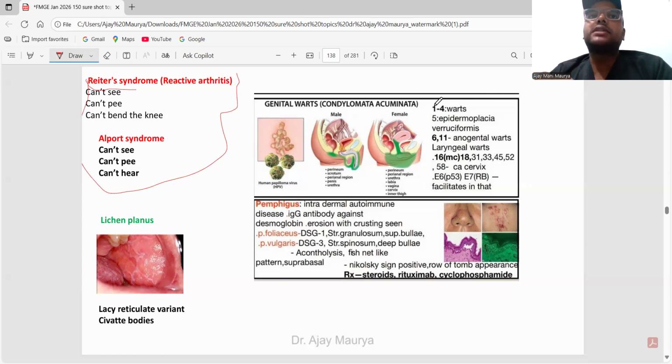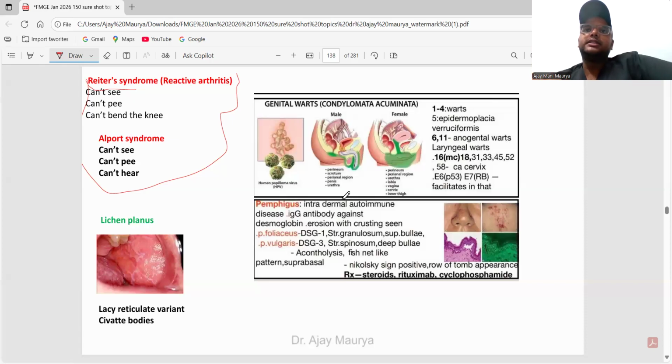HPV types here. HPV 1 to 4 is the most common cause of warts, and 6 and 11 cause what? 6 and 11 cause anogenital warts and also laryngeal warts.